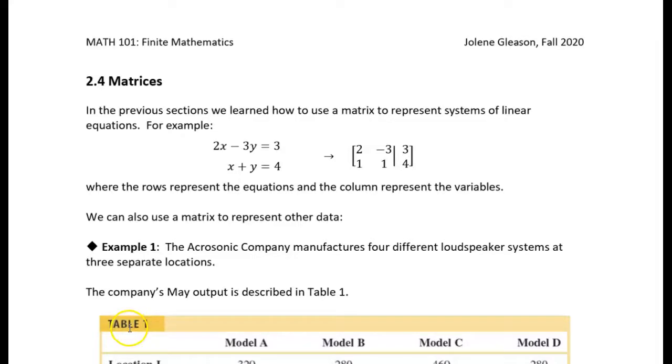So in the previous sections of this chapter, we've been using matrices. We've been using something we called the augmented matrix to represent a system of linear equations. And that's one way to use matrices, but we can use matrices to represent other sorts of data. So let's take a look at example 1.